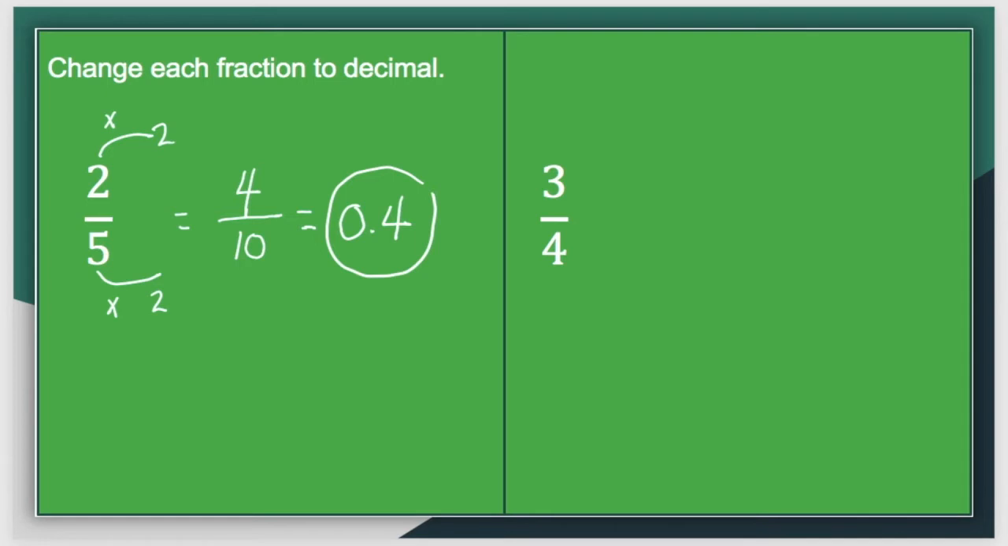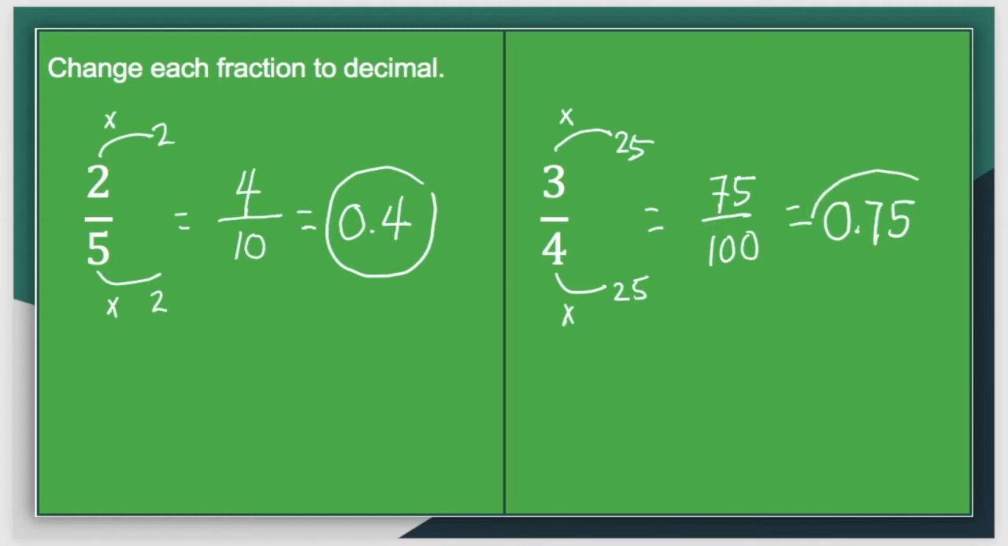Let's have another example. 3/4. Let's rename this as a fraction with a denominator of 100 this time. So to get 100, we need to multiply 4 by 25. And let's do the same thing with the numerator. Let's multiply it by 25 and we will get 75. So the new fraction is now 75 over 100, or 75 hundredths, 0.75.